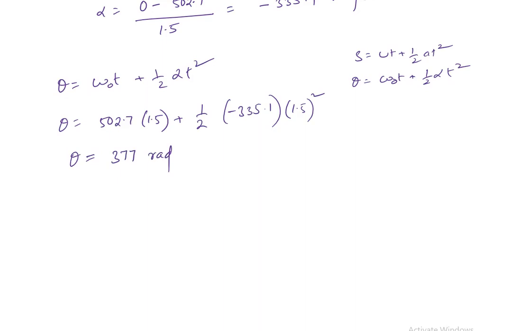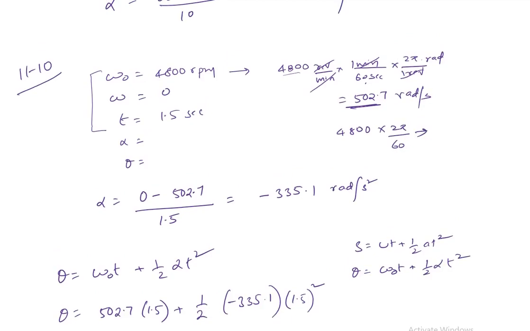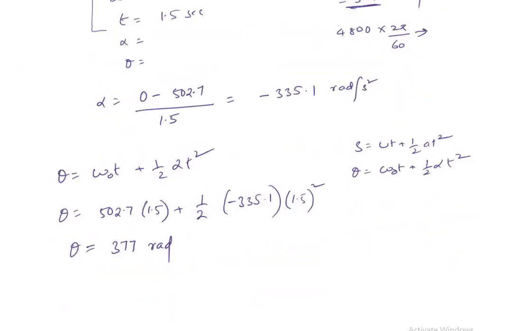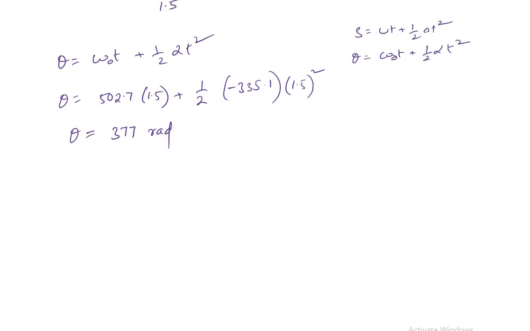Now it is hard to understand radians in intuitive terms, so we need to convert that radians to revolutions. So this saw, which is going at 4,800 RPM, you have stopped it in 1.5 seconds. In this process, how many revolutions has it made? It has made 377 radians, but we need to convert now radians to revolutions.